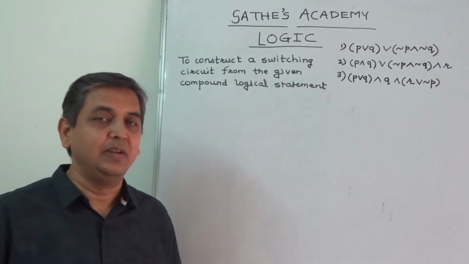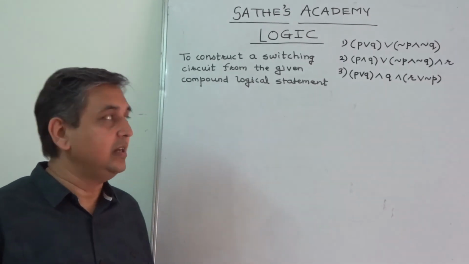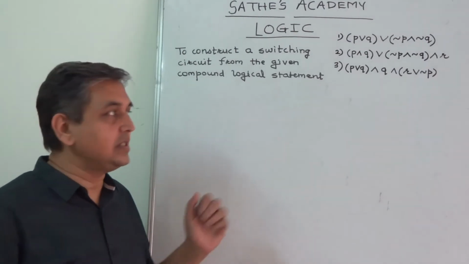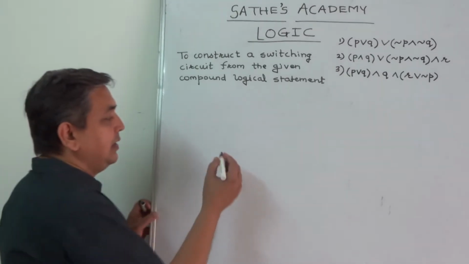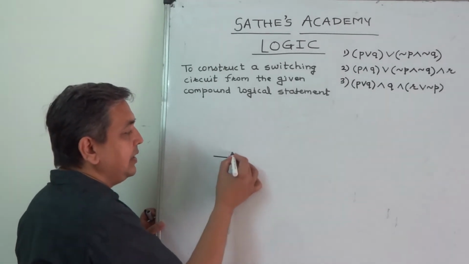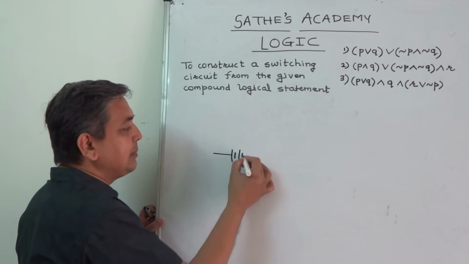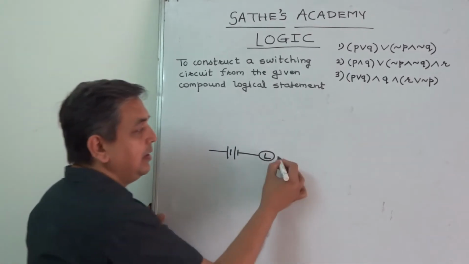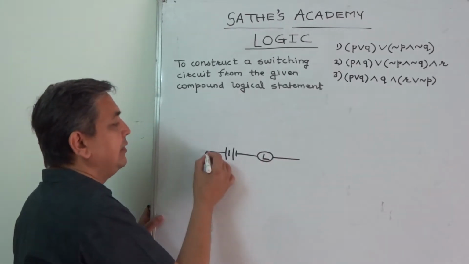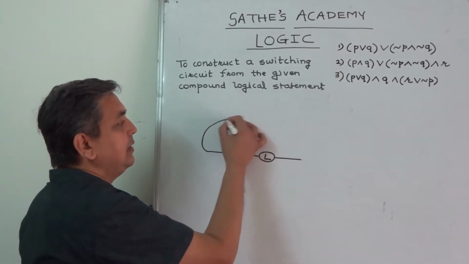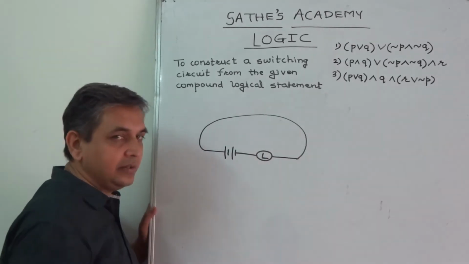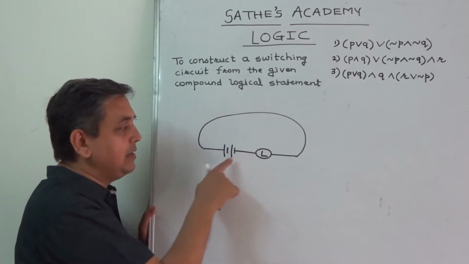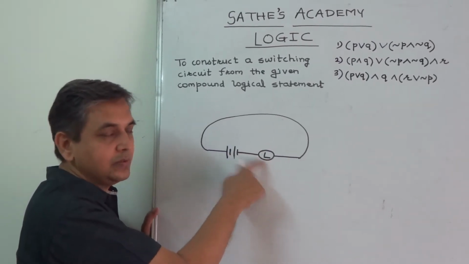Hello students, in this video we shall see how we apply this logic in circuits. Now what is a circuit? In our circuits we consider a battery, a source of power supply, and a light bulb, and they are connected through wires, and this makes a circuit. When this circuit is complete, the battery will supply electricity and the bulb glows.